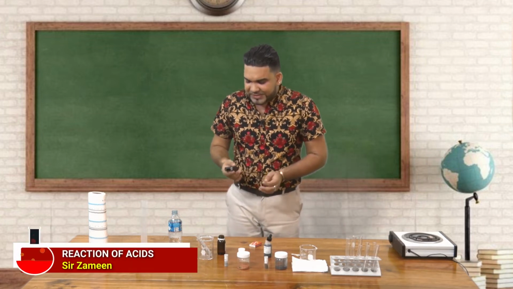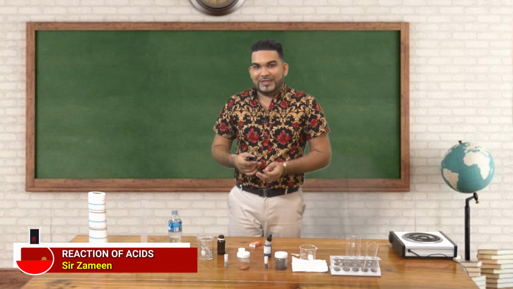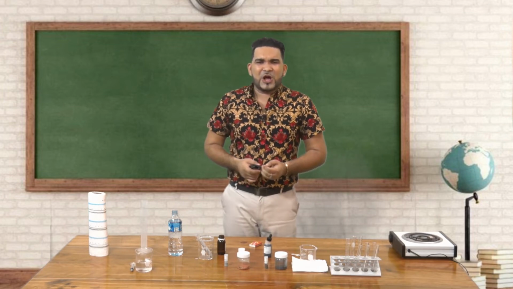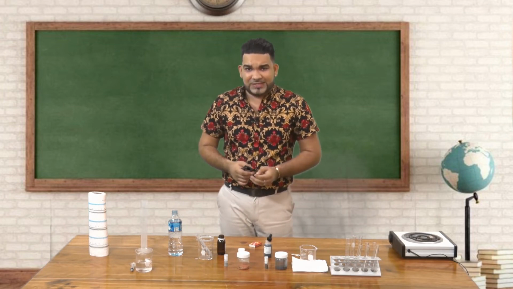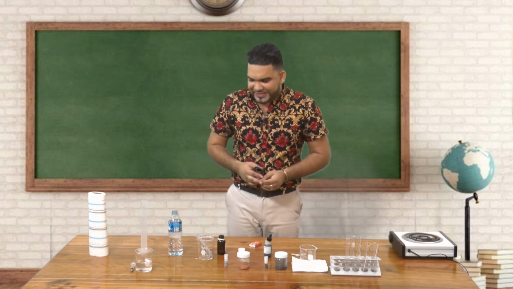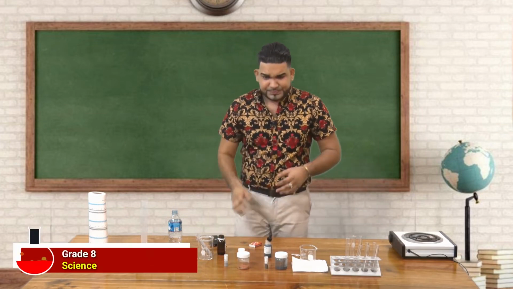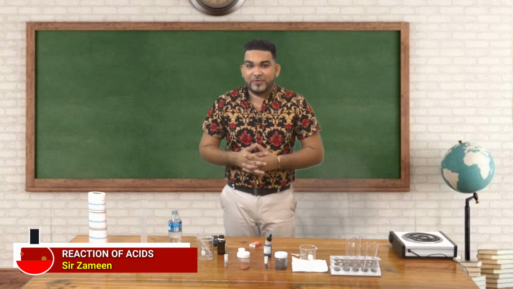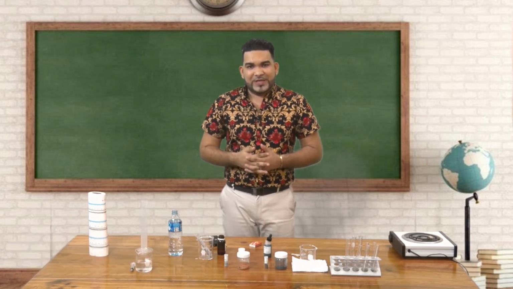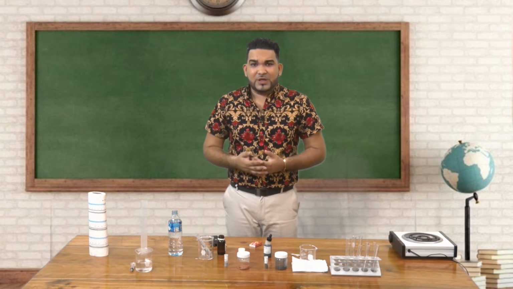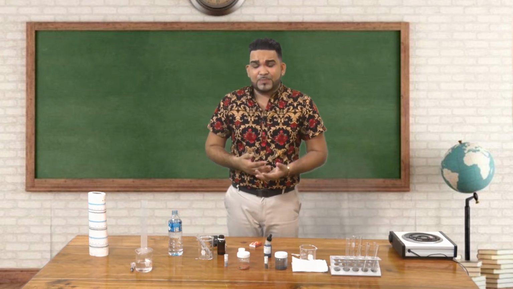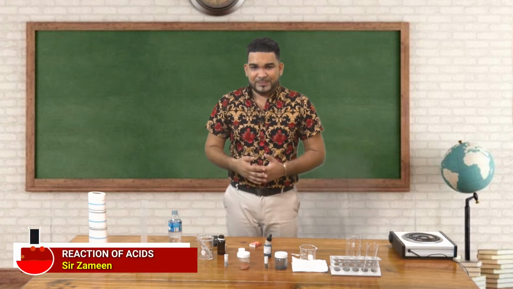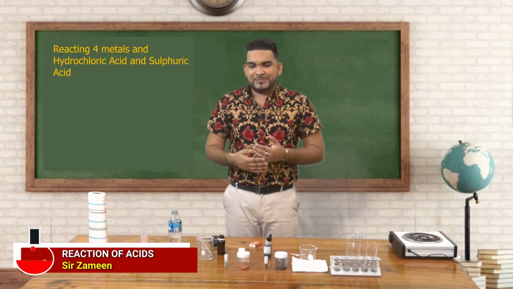Now, let us move on. Since we know now that when an acid reacts with a metal, hydrogen gas is given off, let us look at how various metals react with acids. For my next activity, I will be reacting 4 metals with hydrochloric acid as well as sulfuric acid. What I want you to do is to see how the reaction occurs: if it occurs at a vigorous pace, or at a slow pace, or if there's even no reaction at all.